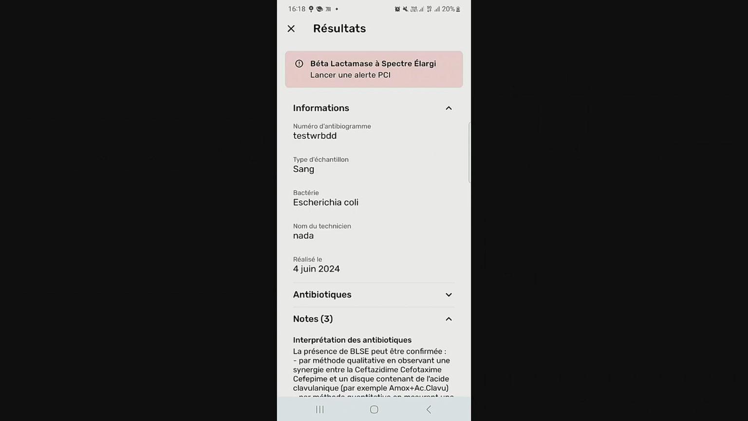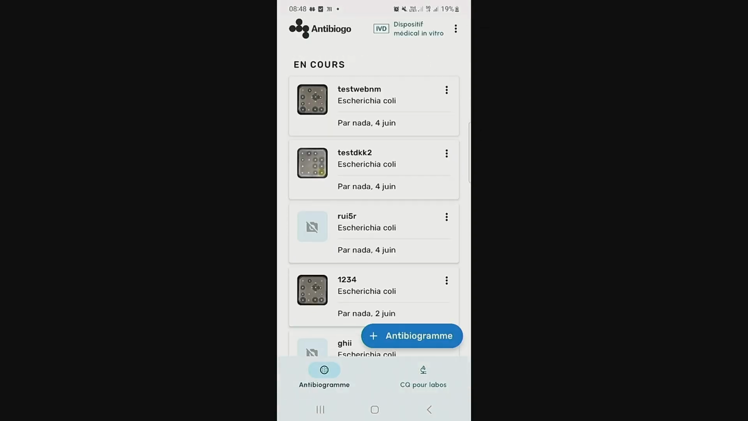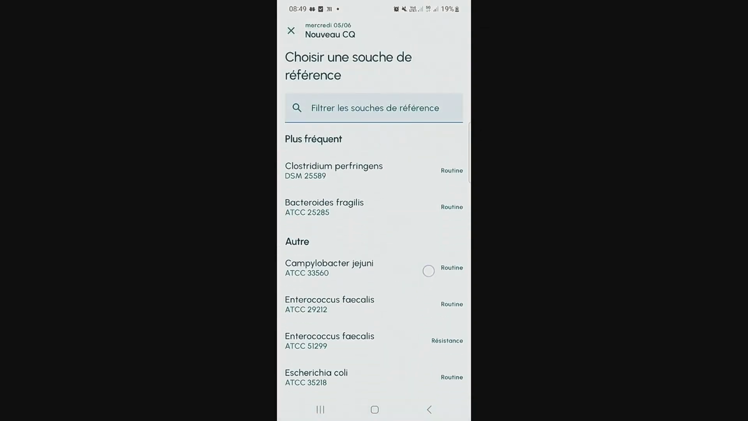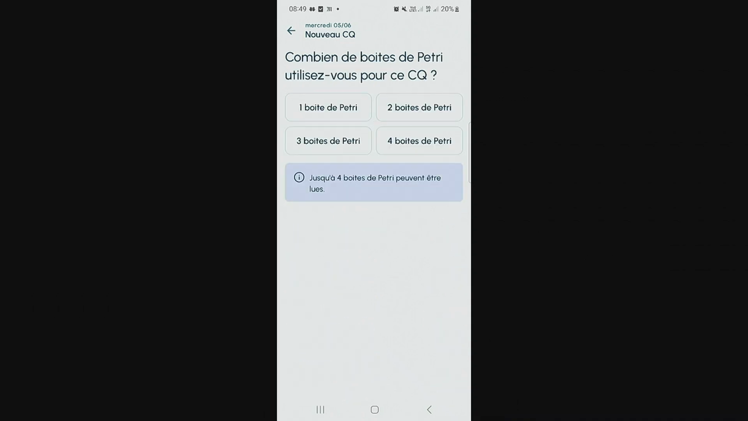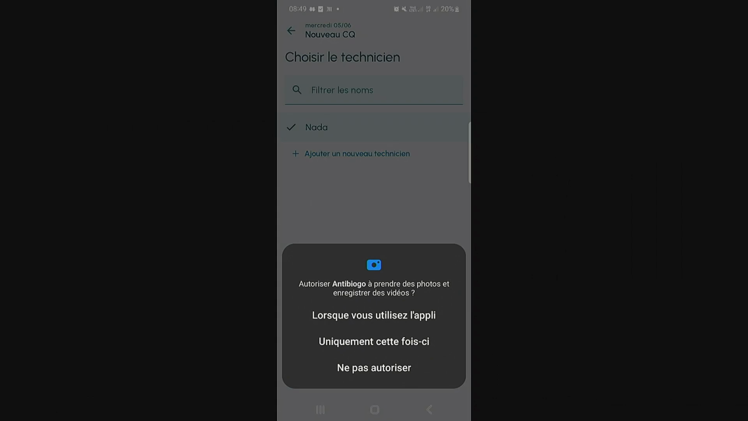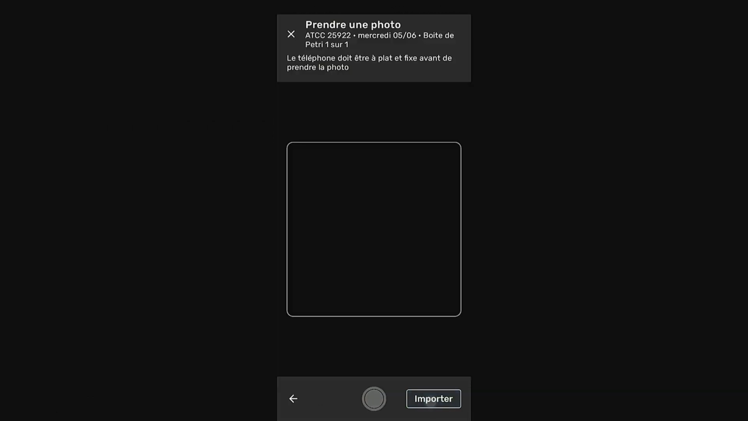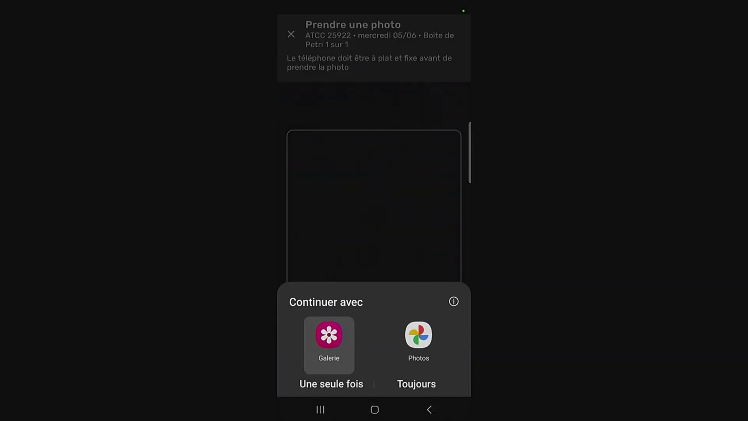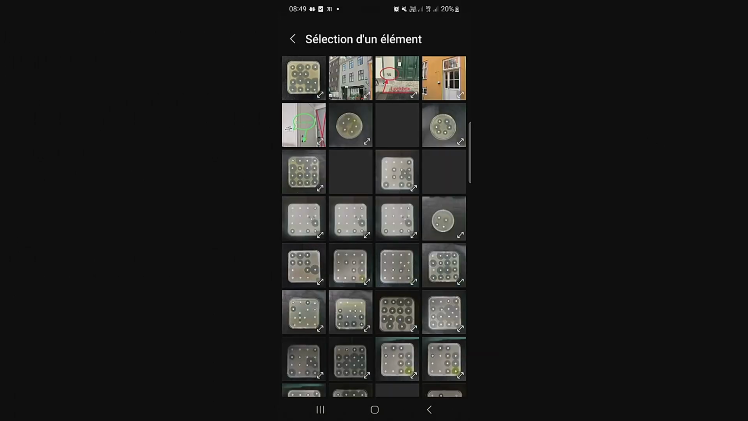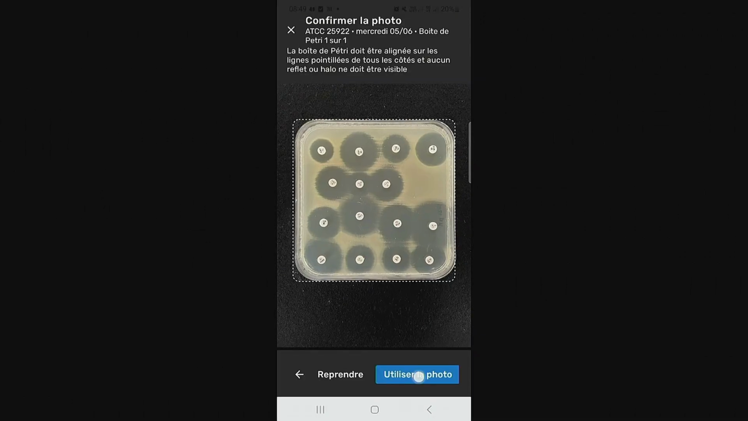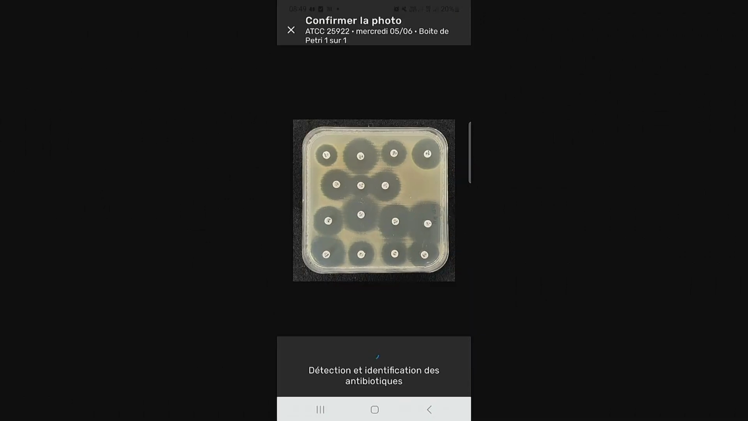So the quality control flow, we call it QC for lab. It's also the ability of Antibiogo to support you in reading your AST. So as you can see, all the ATCCs, the reference strains recommended by UCAST and CLSI are available. The same flow, in fact, as reading an AST. You are going to take your pictures, again, by respecting the protocol on how to take the pictures, or uploading it from the library. And then we will have the same steps, which is the semi-automatic detection, number of antibiotics detected, and finally the interpretation.